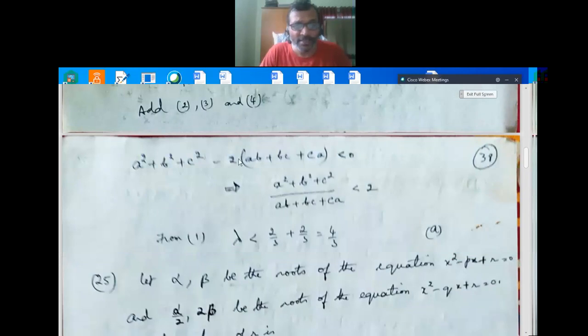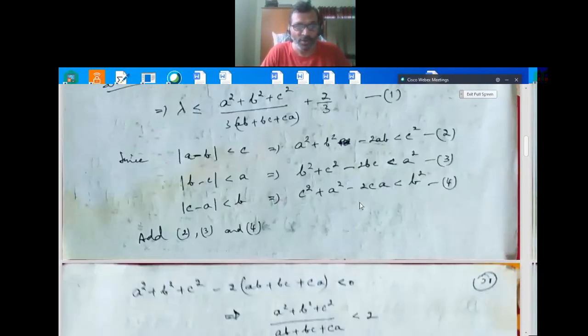Then, rearranging, take this to the other side. So A² + B² + C² is less than 2(AB + BC + CA). Cross multiplying, this implies (A² + B² + C²)/(AB + BC + CA) is less than 2. Now I substitute all this in 1.